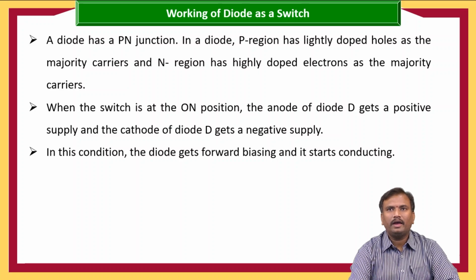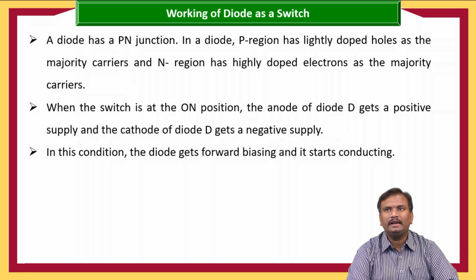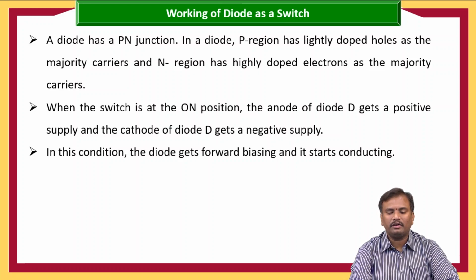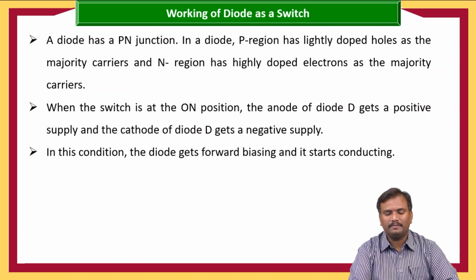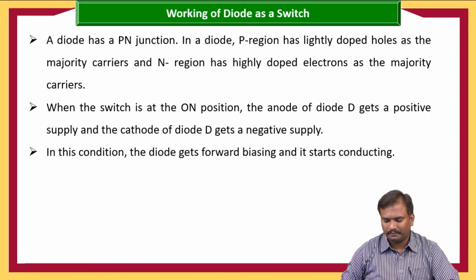Here, a diode has a PN junction. In a diode, the P region has lightly doped holes as the majority carriers, and the N region has highly doped electrons as the majority carriers. When the switch is at on position, the anode of diode D gets a positive supply and the cathode of D gets a negative supply. In this condition, the diode is forward biased and it starts conducting.